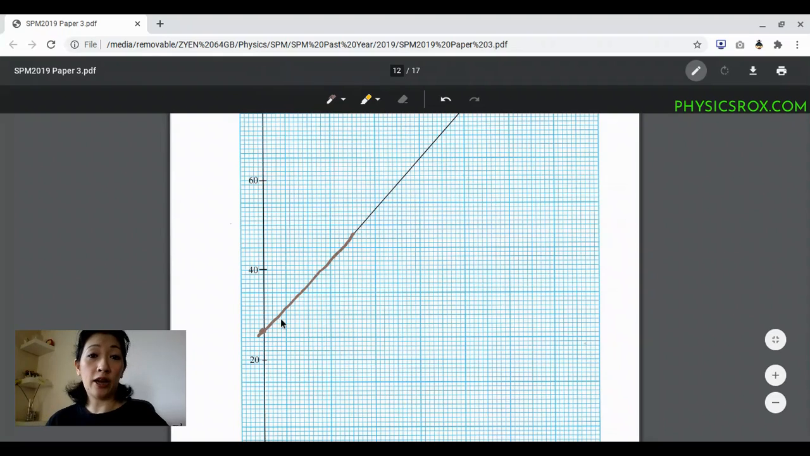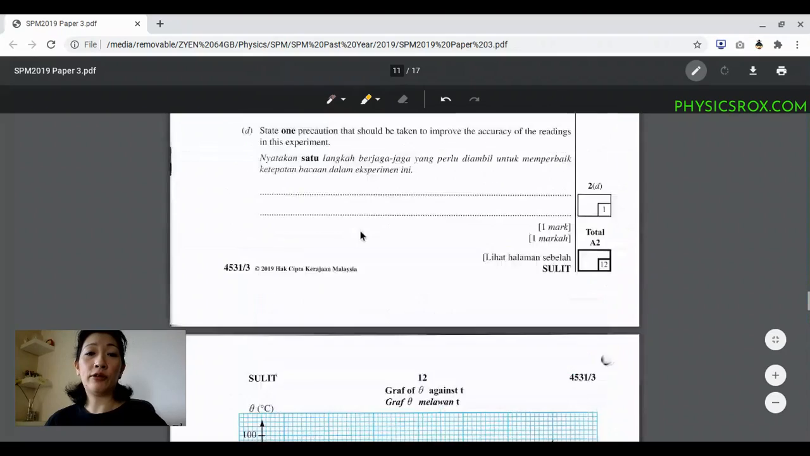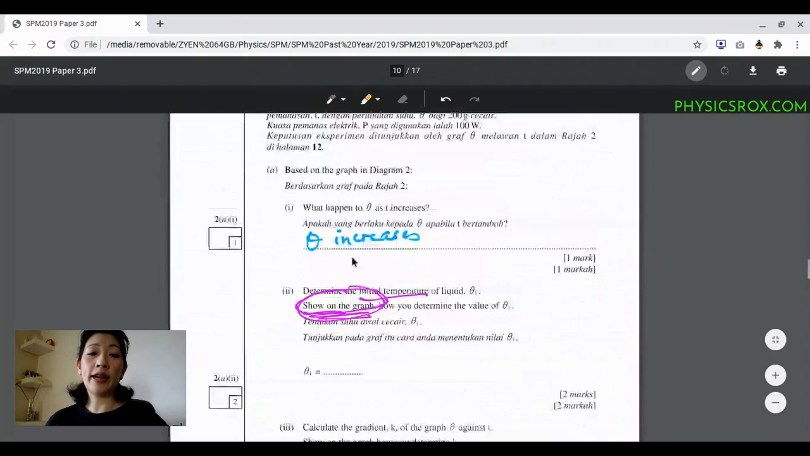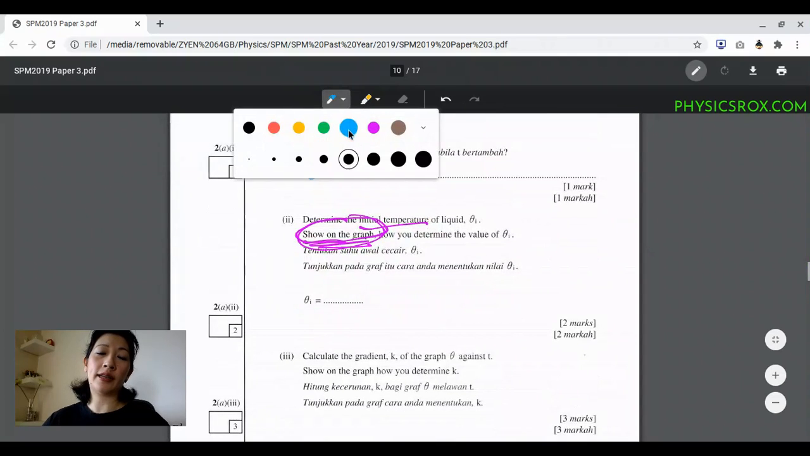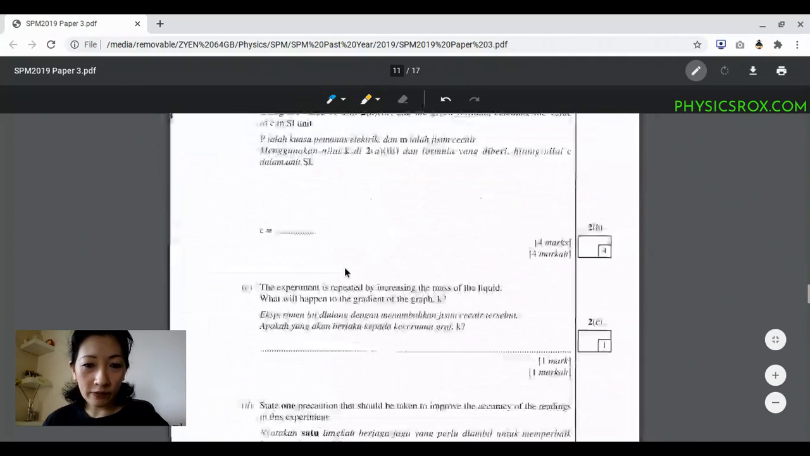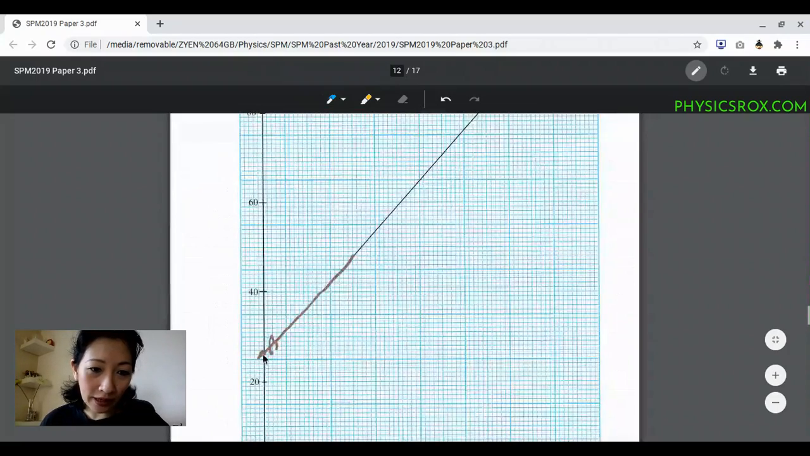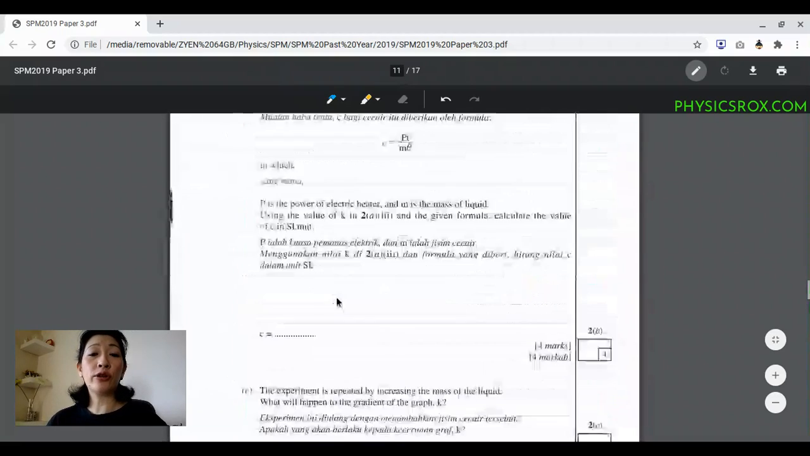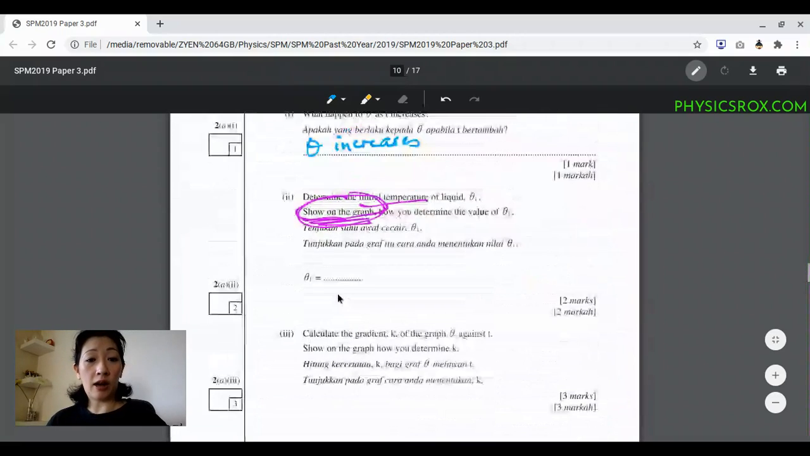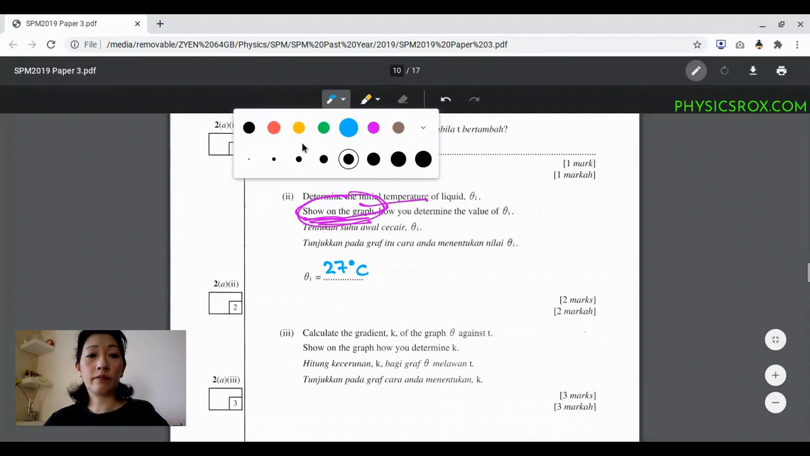Just by drawing this line, you already get 1 mark. Reading the value correctly then enables you to get the other mark. So when you write the answer here, say for example, this is 20, what was the value just now? Sorry, I didn't check. So let's say this value is approximately, say, 27 degrees Celsius. So make sure that when you write the answer out, you also write the unit. If you just wrote the value in here, you will not get full marks. You must write the answer with unit. So 2 marks here.